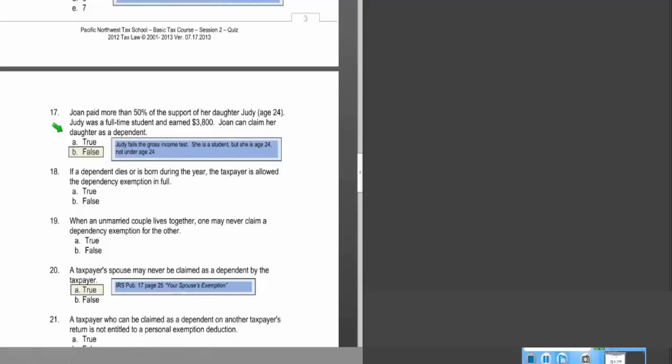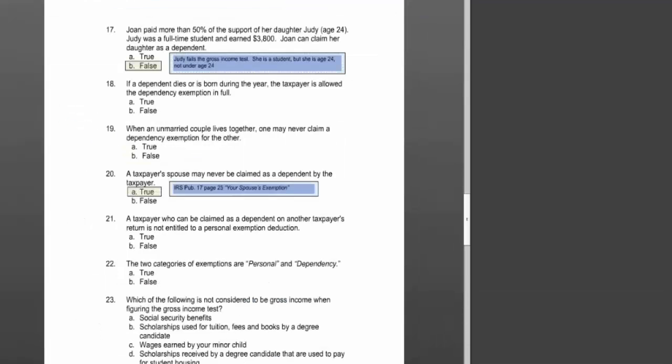Question 17. Joan paid more than 50% of the support of her daughter Judy, age 24. Judy was a full-time student and earned $3,800. Joan can claim her daughter as a dependent. True or false? The answer for this is false.